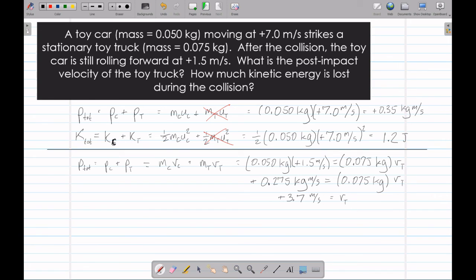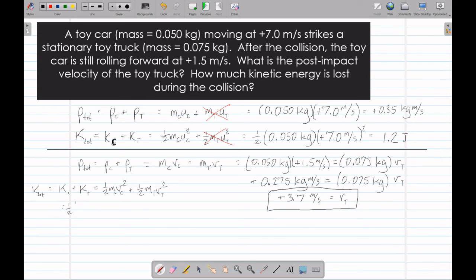All right, so that is the first part of our solution. The final velocity of the truck, we have found it. Now we need to work out the total kinetic energy after the collision and then find out how much kinetic energy was actually lost. So we will say that the kinetic energy total is equal to the kinetic energy of the car plus the kinetic energy of the truck, which is equal to 1/2 the mass times the velocity of the car squared, plus 1/2 the mass of the truck times the velocity of the truck squared. And we simply plug in those numbers and get our answer.